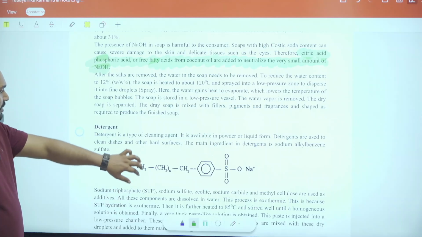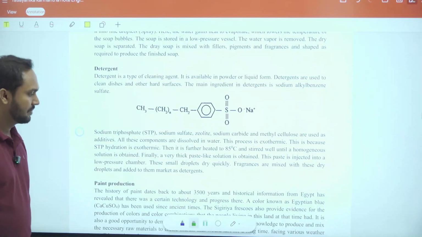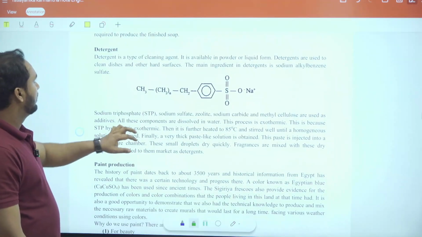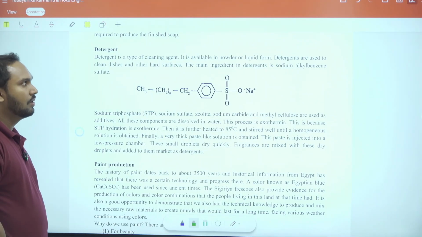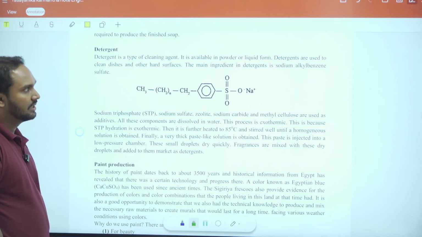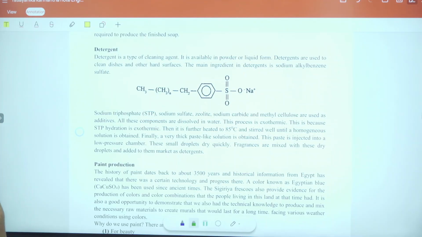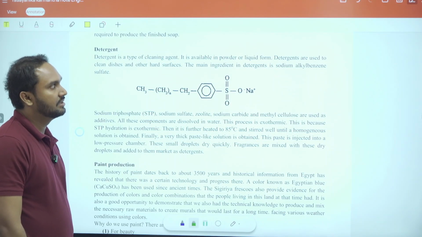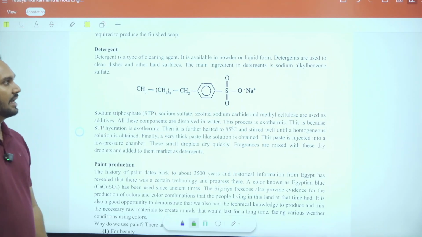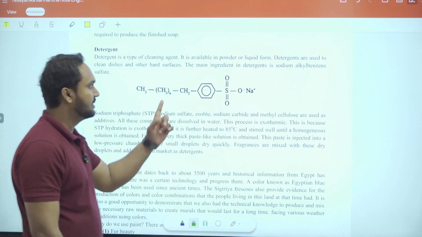Now come to the detergents. Detergent is a type of cleaning agent. It is available in powder or liquid forms. Detergents are used to clean dishes and other hard surfaces. The main ingredient in detergent is sodium alkyl benzene sulfate, which is this.